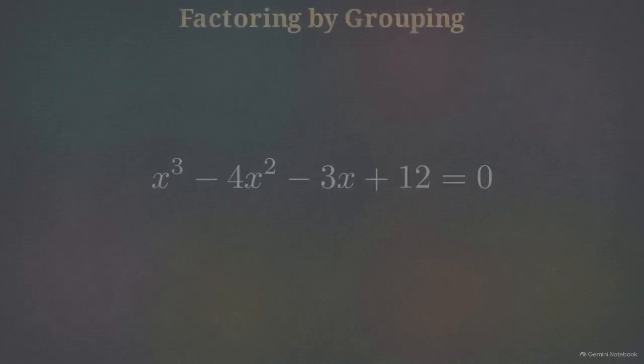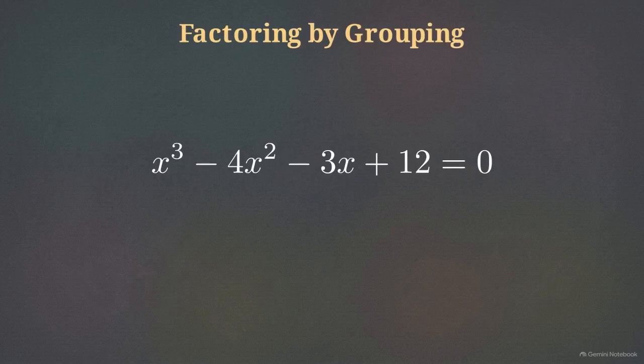Now, consider a different case, a cubic polynomial with 4 distinct terms. Here, our first step fails. Because the final term is a constant 12, there is no shared x variable to extract from the entire function. Instead, we use step 3, factoring by grouping. We split the 4 terms into 2 separate pairs and look for factors within those smaller groups.